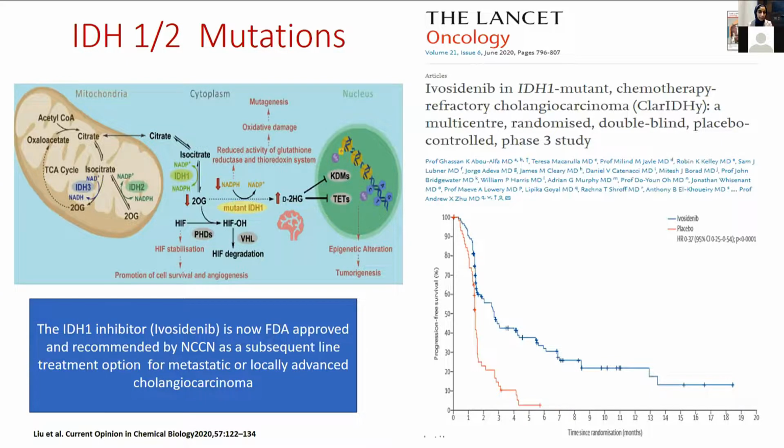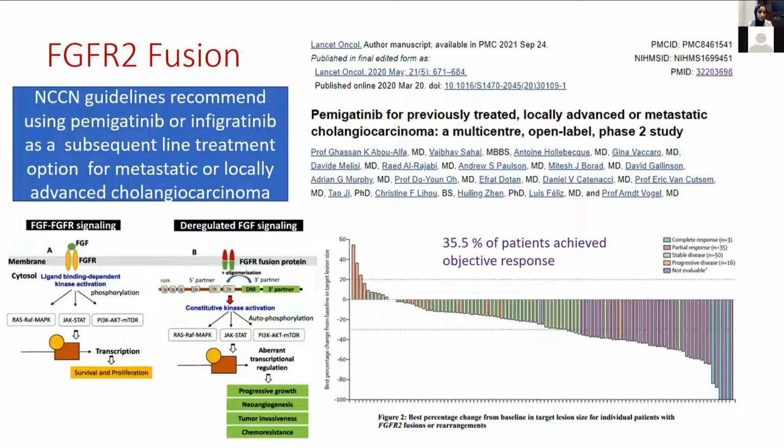Also, FGFR2 fusion has shown a really good objective response as far as targeted therapy in trials using pemigatinib. And you can see here that there's a really good objective response rate in this trial that used pemigatinib. FGFR2 fusions can happen specifically in this setting, although other FGFR2 fusions can happen in other cancers.